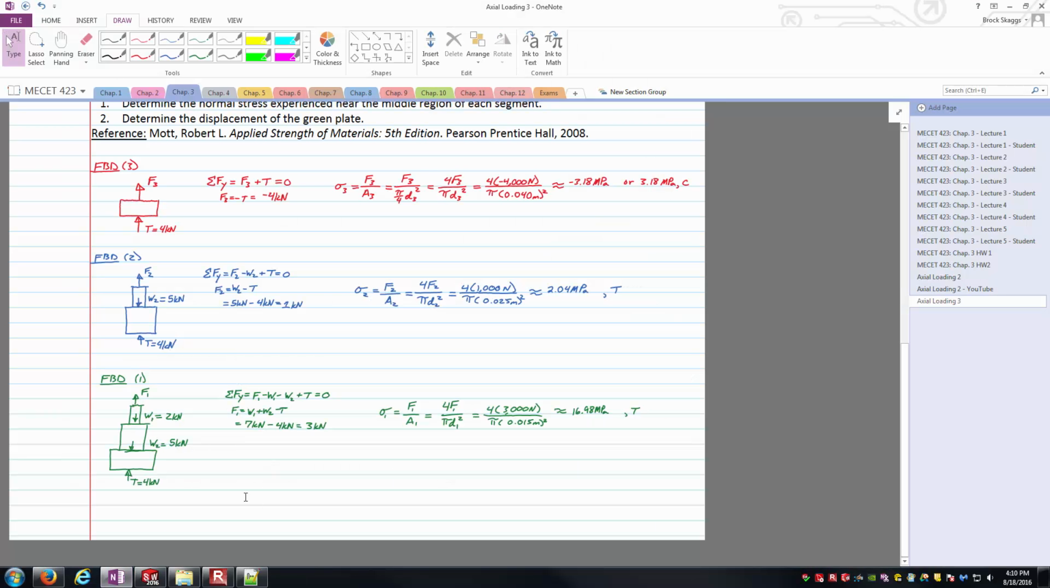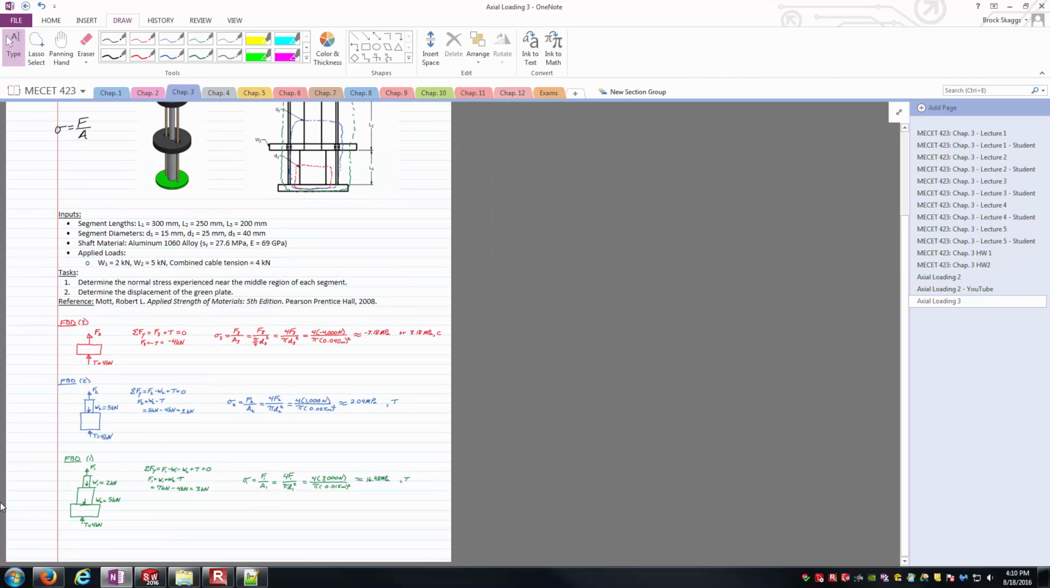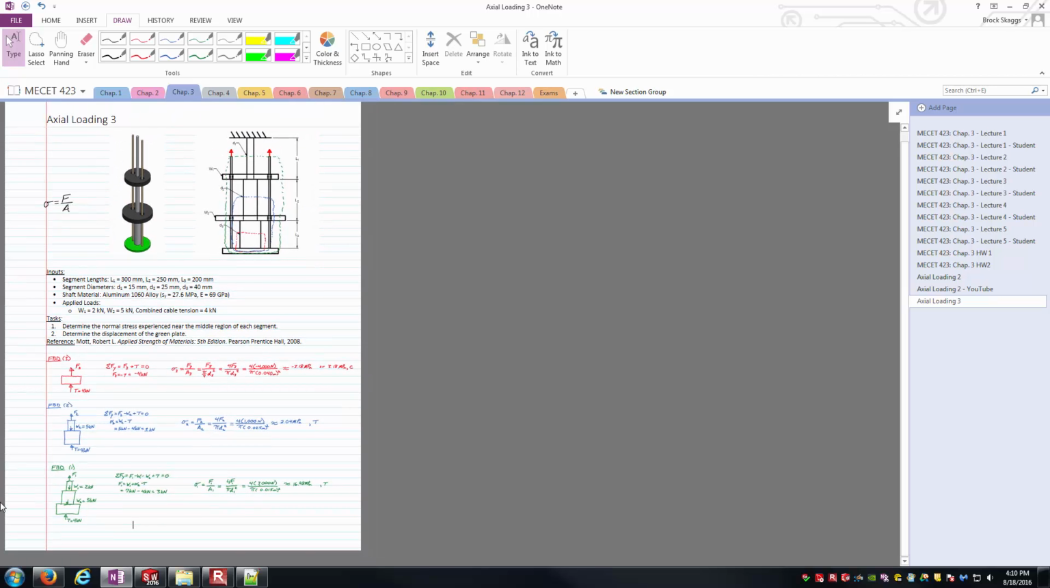And so hopefully that helps you in understanding how to use free body diagrams to solve for the axial forces in the sections of these step shaft type problems and solving for the normal stresses. Here I'll quit now and then make a second video where we'll look at the displacement of the green plate.